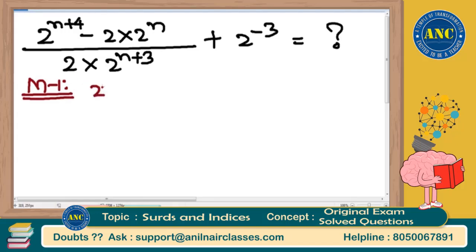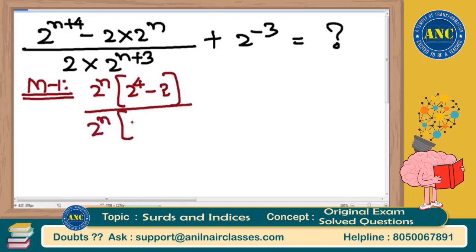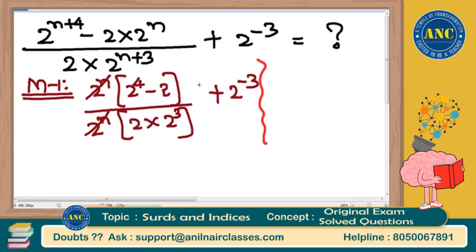Method 1. If I take 2 power n as a common factor in the numerator, it becomes 2 power n into (2 power 4 minus 2 power 1). In the denominator, I take 2 power n common, and it becomes 2 into 2 power n into (2 power 3 plus 2 power minus 3). I will write it as it is. 2 power n will cancel and you are ultimately left with only a few terms.